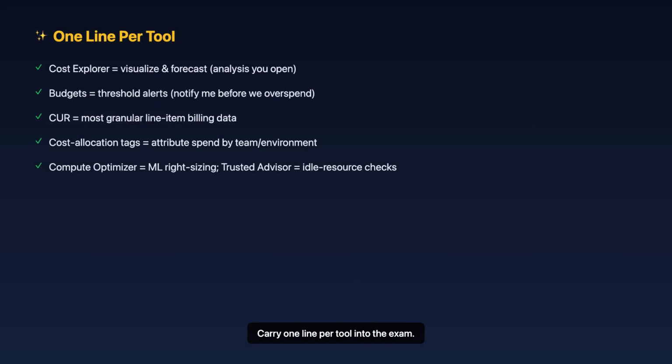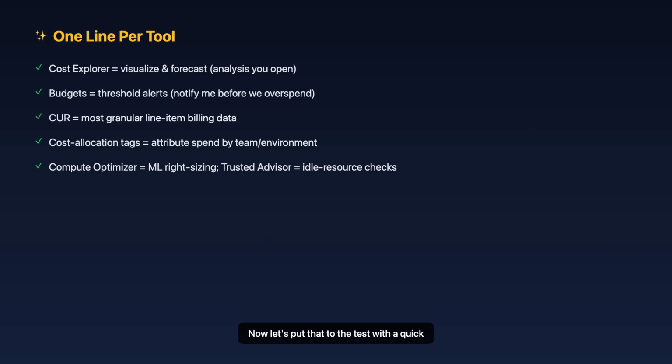Carry 1 line per tool into the exam. Cost Explorer visualizes and forecasts the analysis you open. Budgets fires threshold alerts, the answer for notify me before we overspend. The cost and usage report is your most granular line item billing data. Cost allocation tags attribute spend by team or environment. And on optimization, Compute Optimizer does machine learning right sizing, while Trusted Advisor runs the idle resource checks. Get those 6 straight, and this domain answers itself.